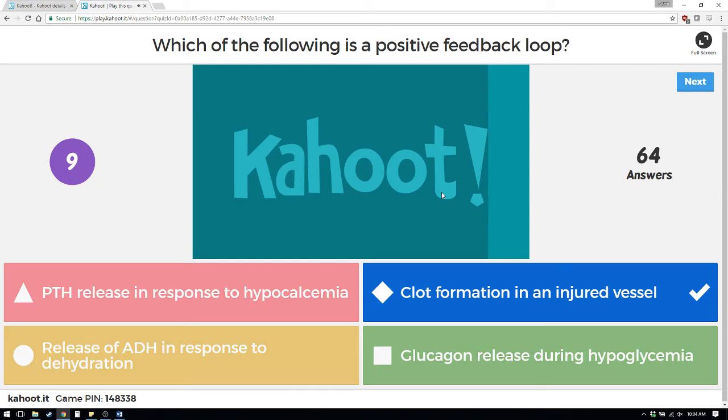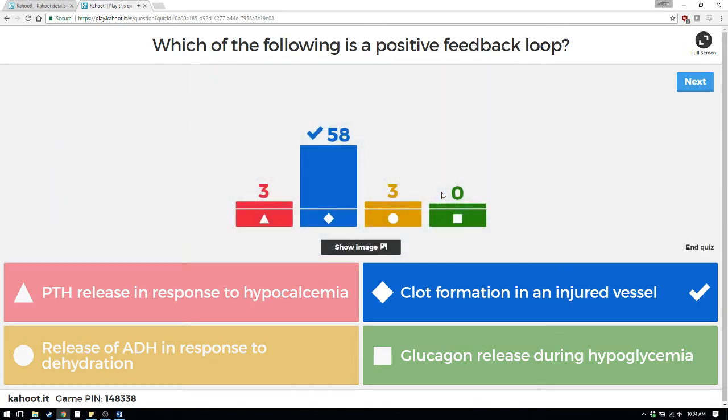All right, the correct answer was clot formation in an injured vessel. Remember, clot formation is an example of a positive feedback loop where clotting factors feed back and continue activating further factors. You want a big clot to form wherever the vascular injury occurred, and then have it stop eventually when anticoagulants come into play. That's a positive feedback loop.